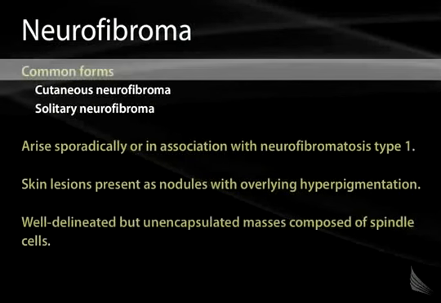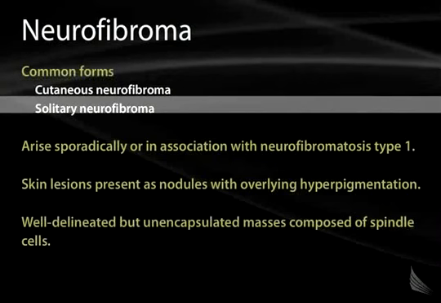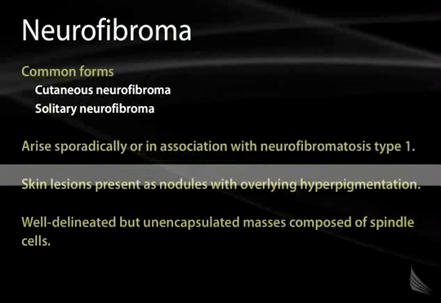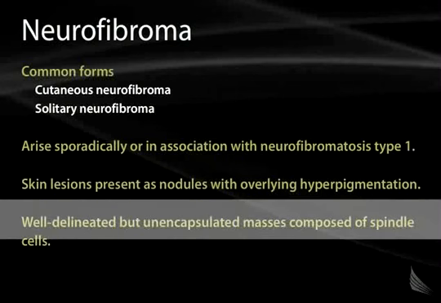Neurofibromas. Common forms of neurofibromas include cutaneous neurofibromas and solitary neurofibromas, typically in the brachial plexus or in the lumbar plexus. They arise sporadically or in association with neurofibromatosis type 1. Skin lesions present as nodules with overlying hyperpigmentation of the skin, whereas well-delineated but encapsulated masses are composed of spindle cells that can cause trouble with irritating the plexi.